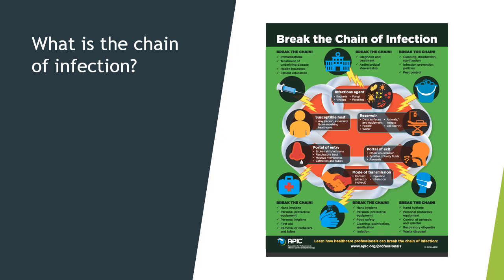So in terms of your care, what is the chain of infection? You have your infectious agent, and this is a flyer from a Department of Public Health. So you have all of these infectious agents: bacteria, fungi, parasites, viruses. You have the reservoir, which could be a surface. It could be people, water. It could be air. Then you have the susceptible host.